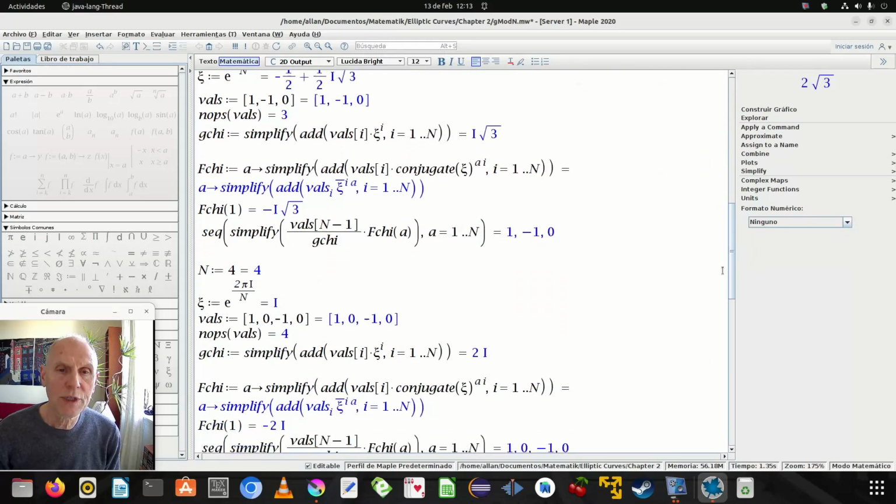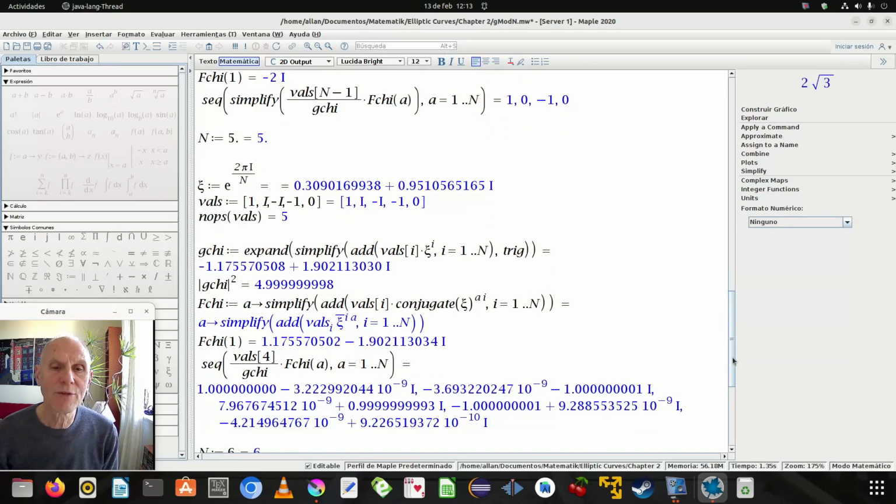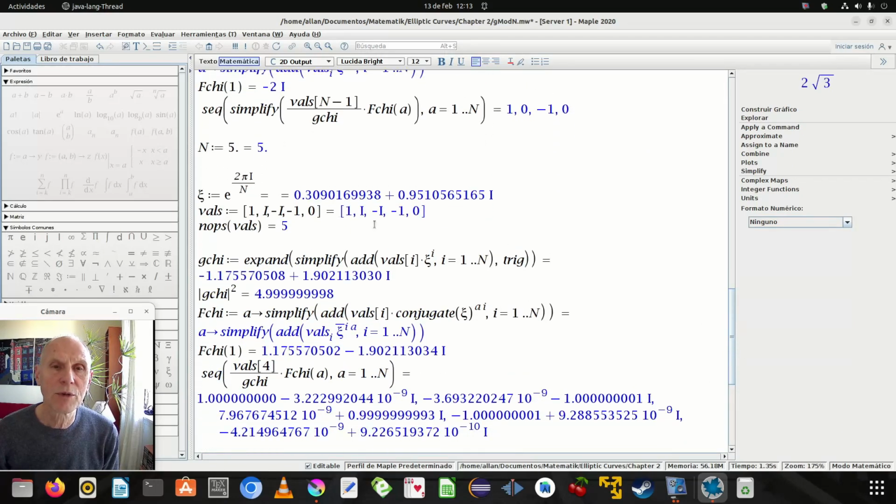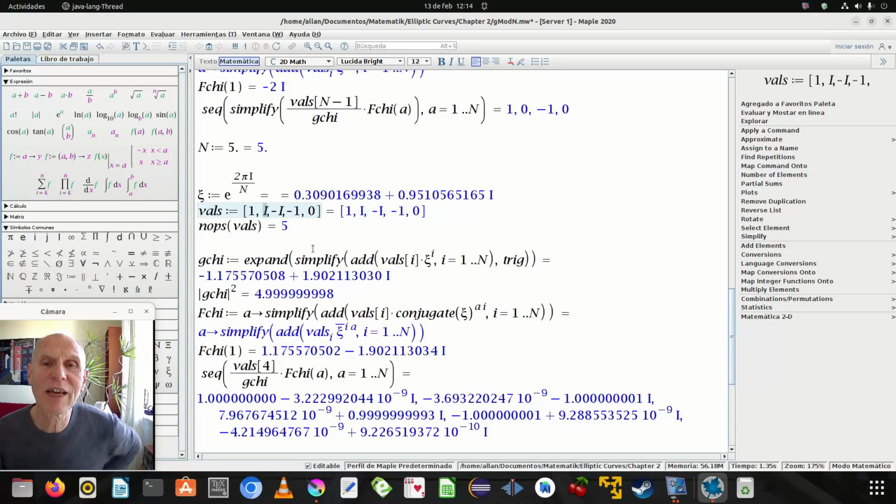I tried with 3 and 4 and 5. And 5 was interesting because, no, it's actually because then we have a character with complex values, and I couldn't get able to reduce this with n equal to 5, so I solved it by doing it numerically.